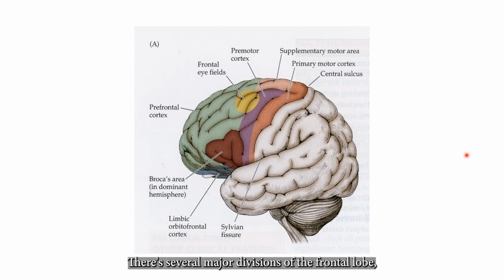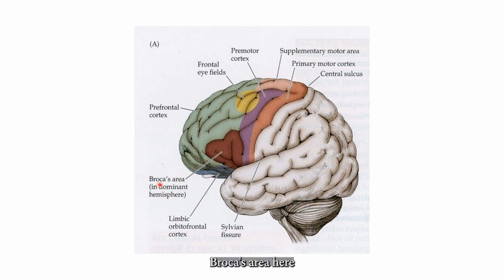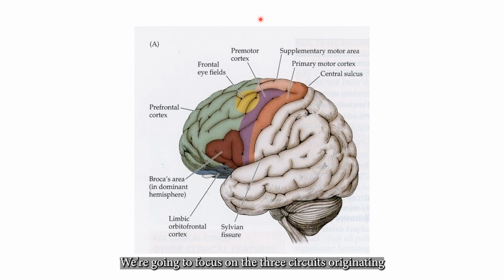There are several major divisions of the frontal lobe. You can see the primary motor cortex, the premotor cortex, and the supplementary motor area here are all involved with planning and executing movements. The frontal eye fields here involved with movement of the eyes. Broca's area here in the dominant hemisphere is involved with language output. We won't really talk about those today. We're going to focus on the three circuits originating in the prefrontal cortex here.